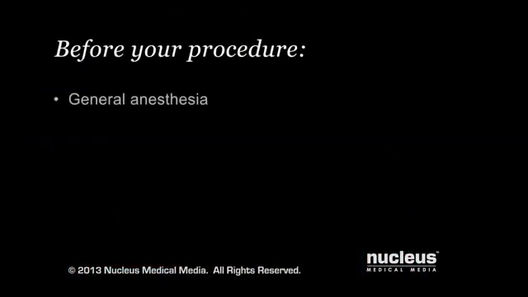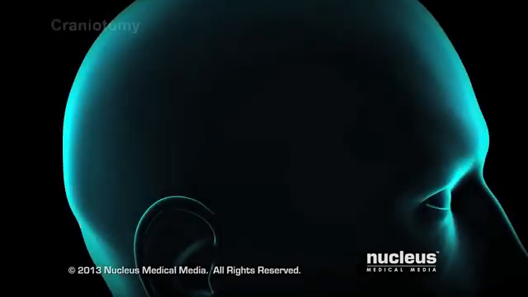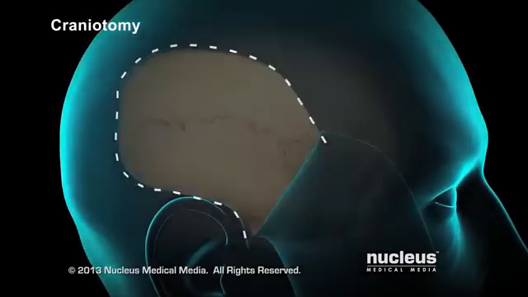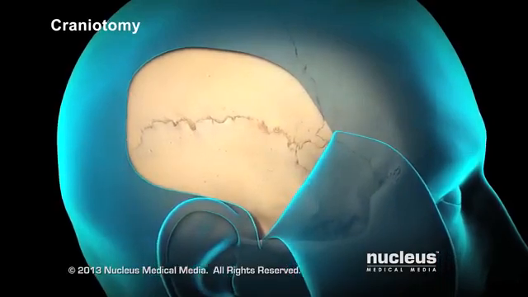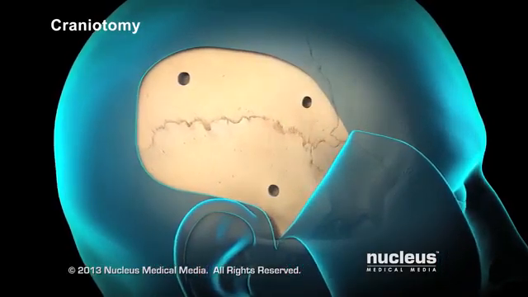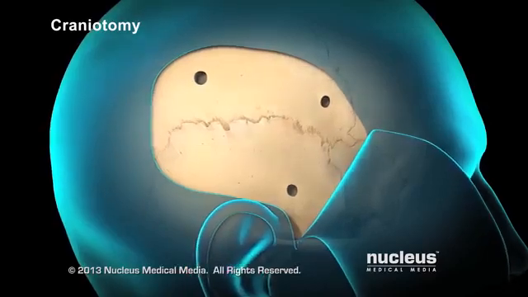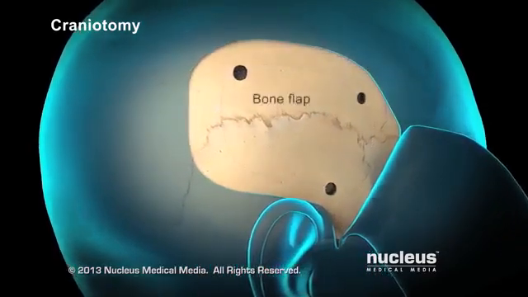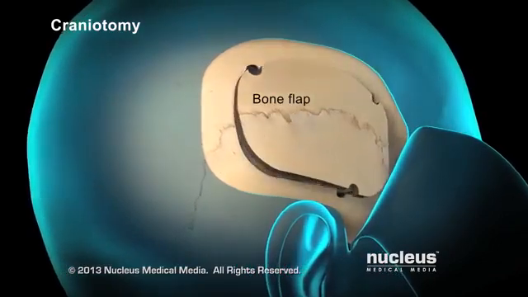Before your procedure, you will be given general anesthesia to make you unconscious and pain-free. The skin on your scalp will be shaved over the location of the tumor. To begin, your surgeon will make an incision in your scalp. 1 or more small holes will be made in your skull. Then your surgeon will connect the holes to create a circular piece of bone called a bone flap and remove it.